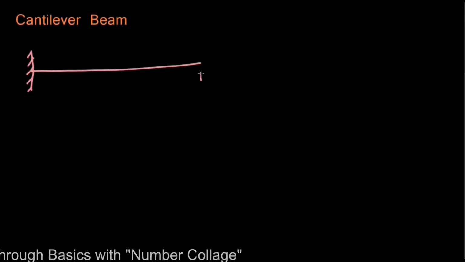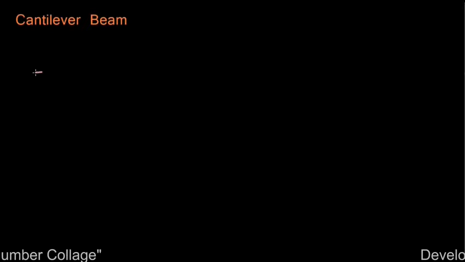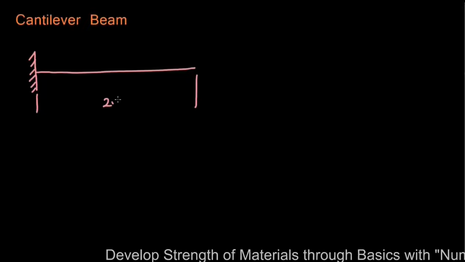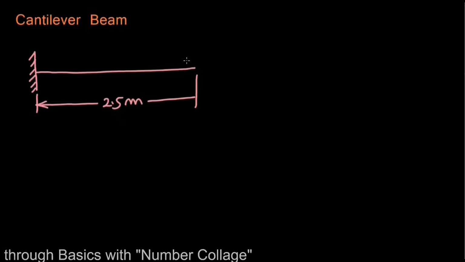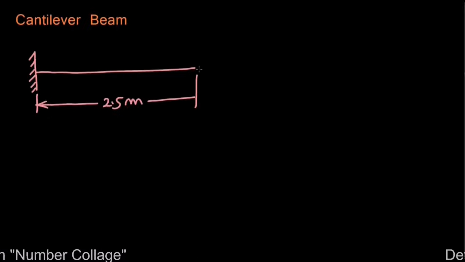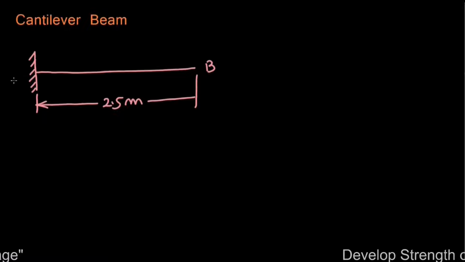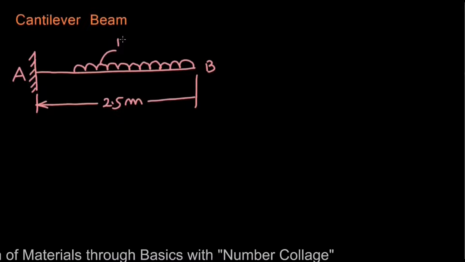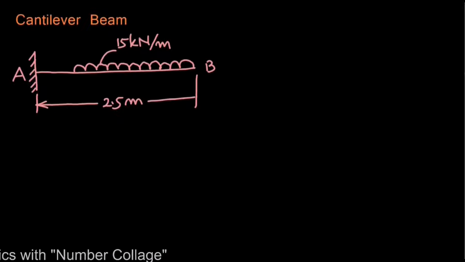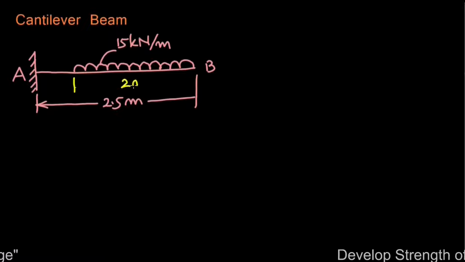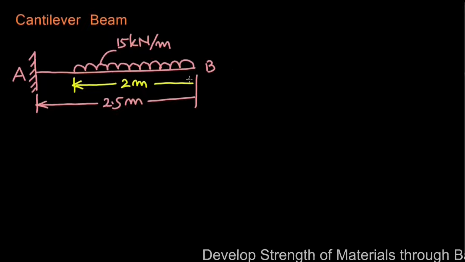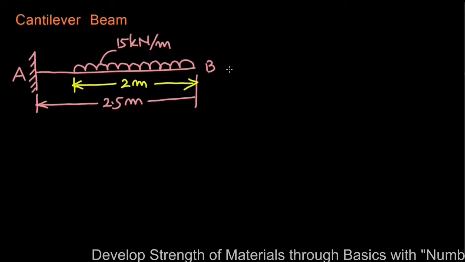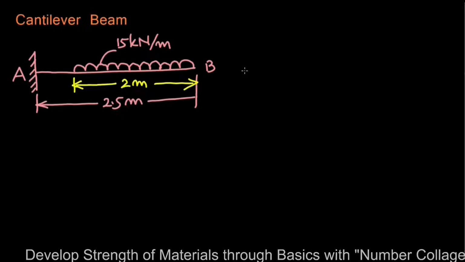In the next example, a cantilever beam of span 2.5 meter carries a UDL over a length of 2 meter from the free end. So B is the free end of this cantilever and the UDL is 15 kilonewton per meter spread over a length of 2 meter from the free end. We have to draw the shear force and bending moment diagram of this beam.